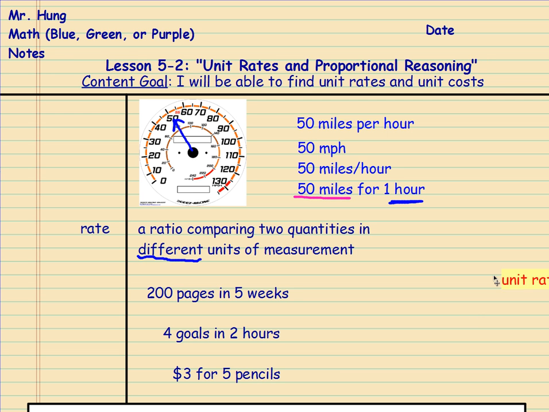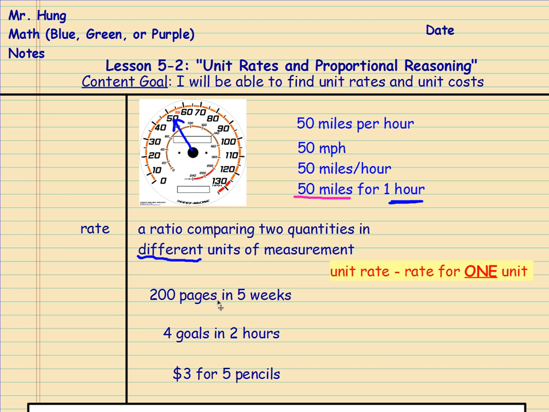Now there's one more thing I want to talk about, and this is a unit rate. And this is the rate for 1 unit. So basically, let's look at this, 200 pages in 5 weeks. This is not a unit rate because a unit rate looks at how many pages in 1 week.